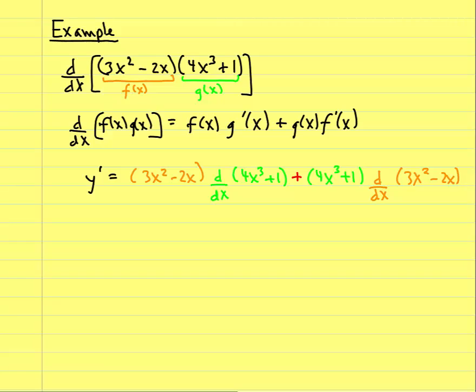Now I actually have to do the work on this one, meaning I haven't taken the derivative yet. The only thing I've done is set it up. The derivative of 4x cubed plus 1, I bring the 3 down, but there's already a 4 there, so 3 times 4 is 12x. I decrease the 3 by 1 to a 2, and the derivative of a constant is 0.